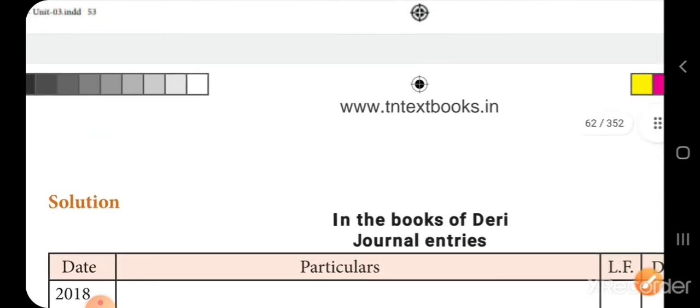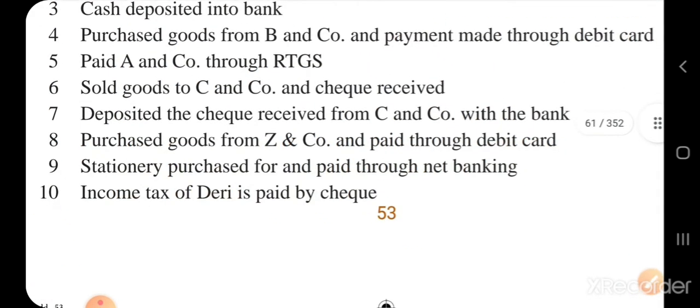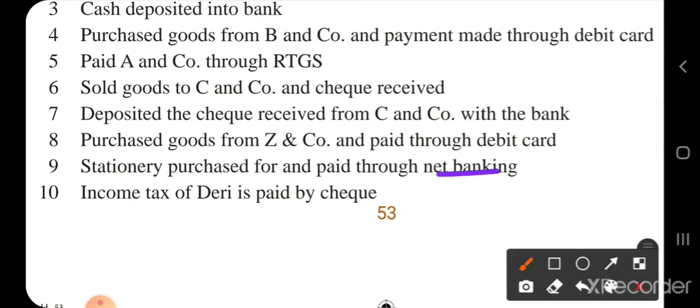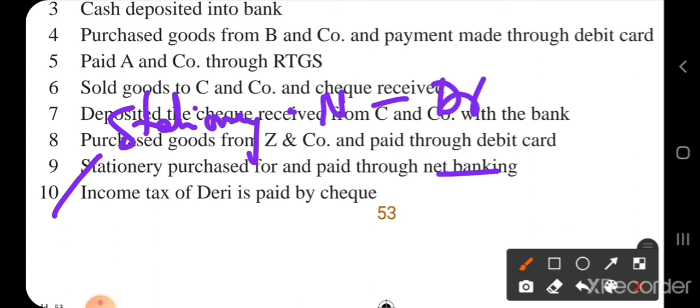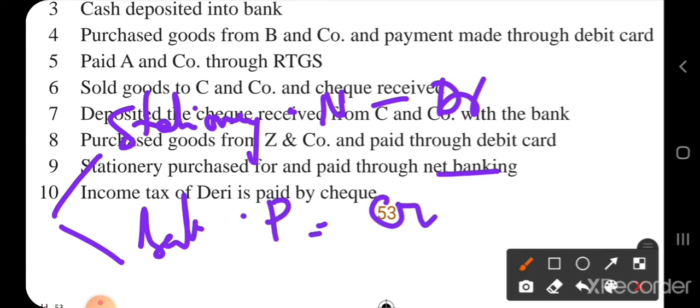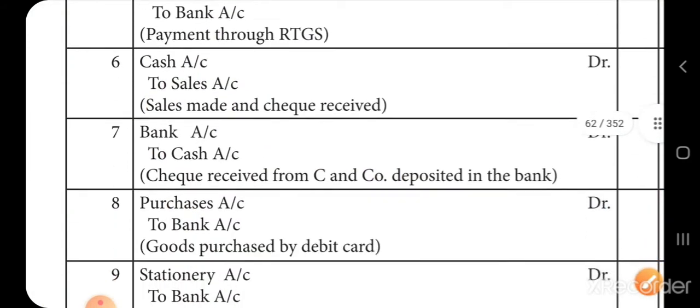The next one: stationery purchased and paid through net banking. So net banking means it is a bank transaction. Stationery account, it is an expense, nominal account, debit all expenses and losses. And bank is a personal account, credit the giver. Here bank is making the payment, so credit. The entry will be stationery account debtor to bank account.